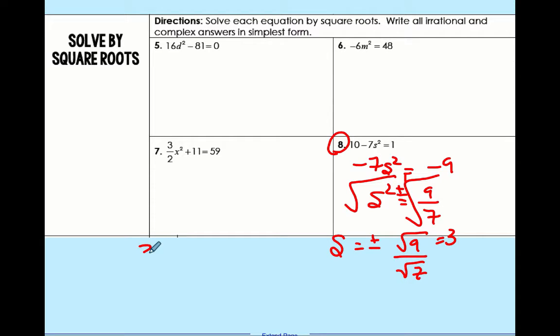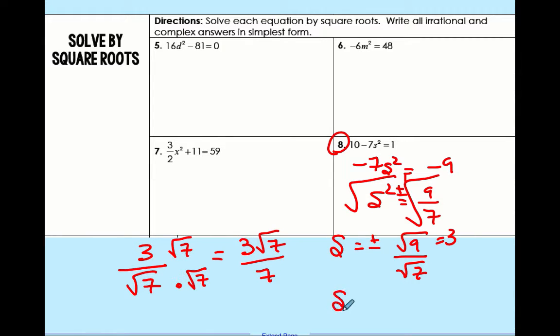So remember, technically, we don't like radicals in the denominator. So we multiply by square root of 7 over square root of 7, which gives me 3 square root of 7 over 7. So my solutions are plus or minus 3 square root of 7 over 7.